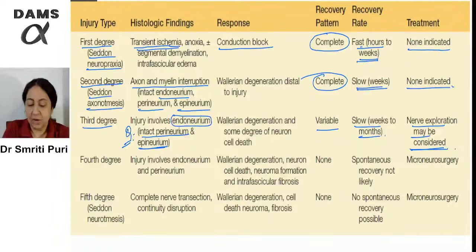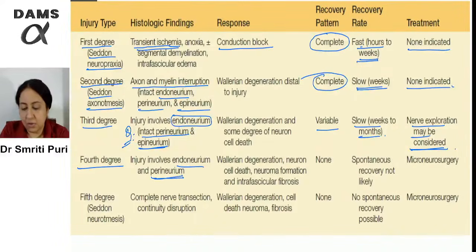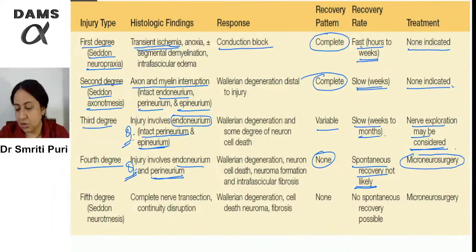Okay. Now, coming to fourth degree nerve injury. The injury involves the endoneurium and the perineurium. So this is also a question point and this is important. These two structures are damaged in the fourth degree nerve injury and there is no recovery that takes place. Spontaneous recovery is not likely and you require microneurosurgery. So you need to go under a microscope, visualize the nerve and suture it with very fine micro sutures.